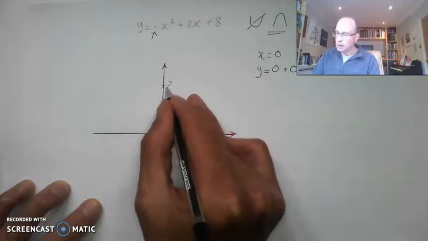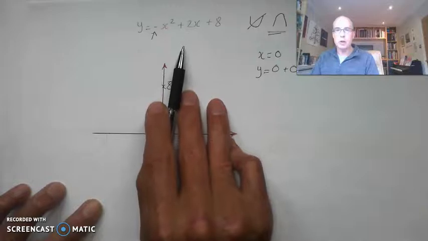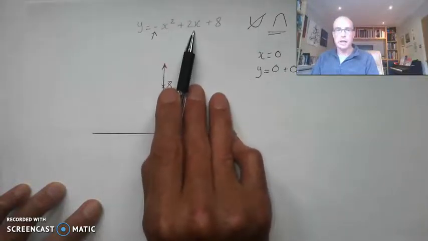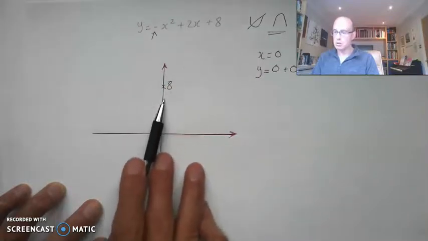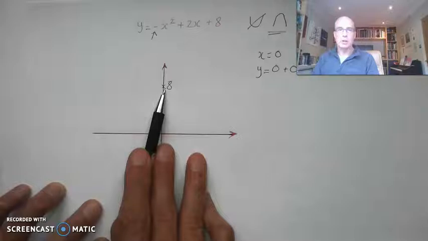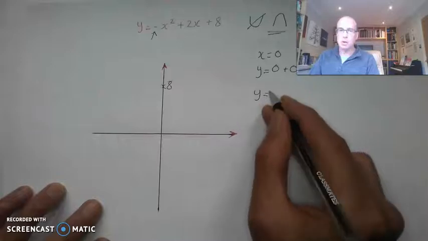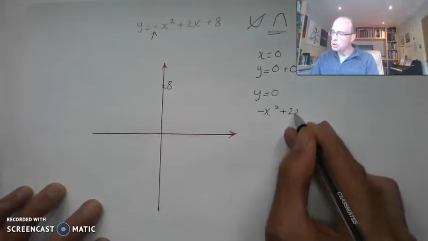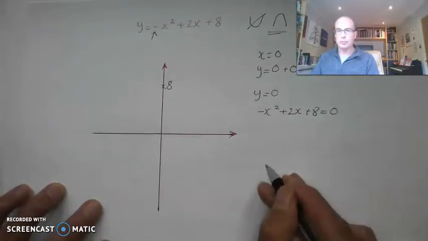Let's mark that on the diagram up here. Again, just like when we had our straight line graphs, this number on the end of my x squared and x expressions is always going to give me my y-intercept. So plus 8, the graph is going to go through 0, 8. This time, let's have a look at the x-intercept. So if y is equal to 0, what do we get? We get minus x squared plus 2x plus 8 is equal to 0.